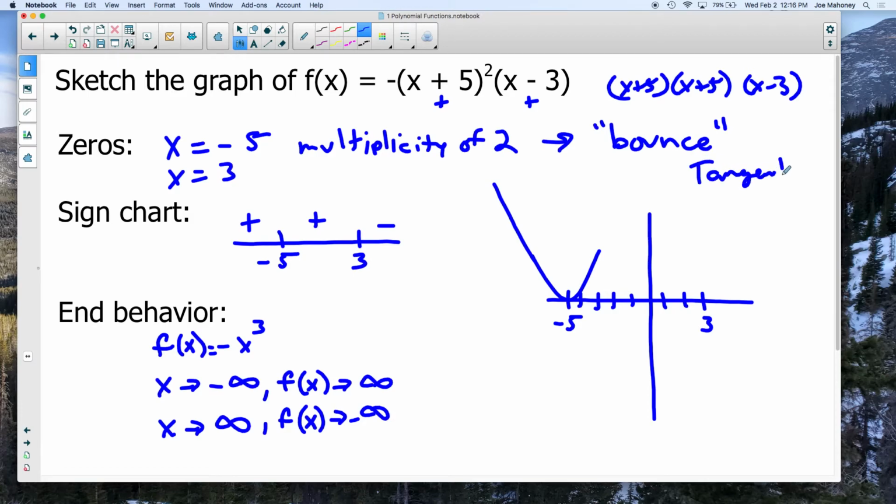I should actually write that, right? Remember that term from your geometry? Tangent to, touching only once. And then it's going to cross over somewhere, and it's going to go through 3 and off to negative infinity. There's what our graph is going to look like as a rough sketch. Notice that bounce.